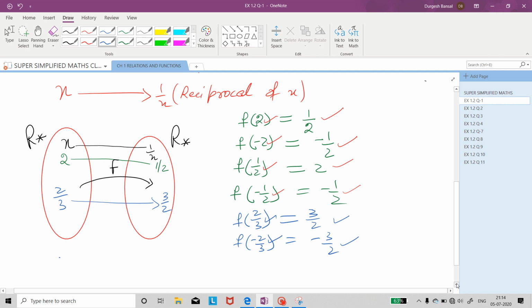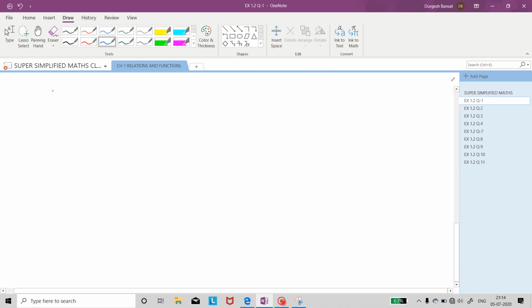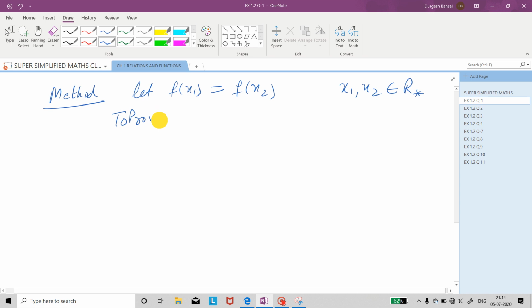Now how to prove the function to be 1-1? The method of proving a function to be 1-1 is that you assume that the images of two numbers f(x1) and f(x2), which were in the domain, are the same. Then you have to prove that the numbers x1 and x2 are also the same. This method you will use in most of the questions to prove a function to be 1-1.